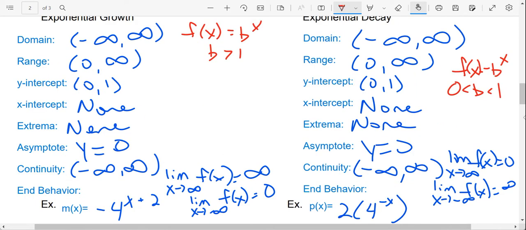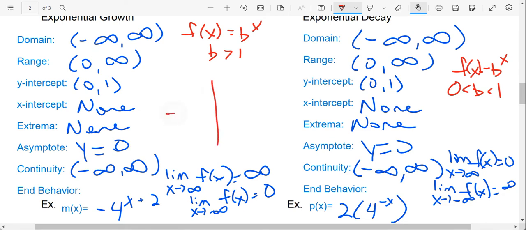So this is for exponential growth and decay functions, standard without any transformations. They're all of the form f of x is equal to b to the power of x. For growth, b is greater than 1. For decay, b is between 0 and 1.